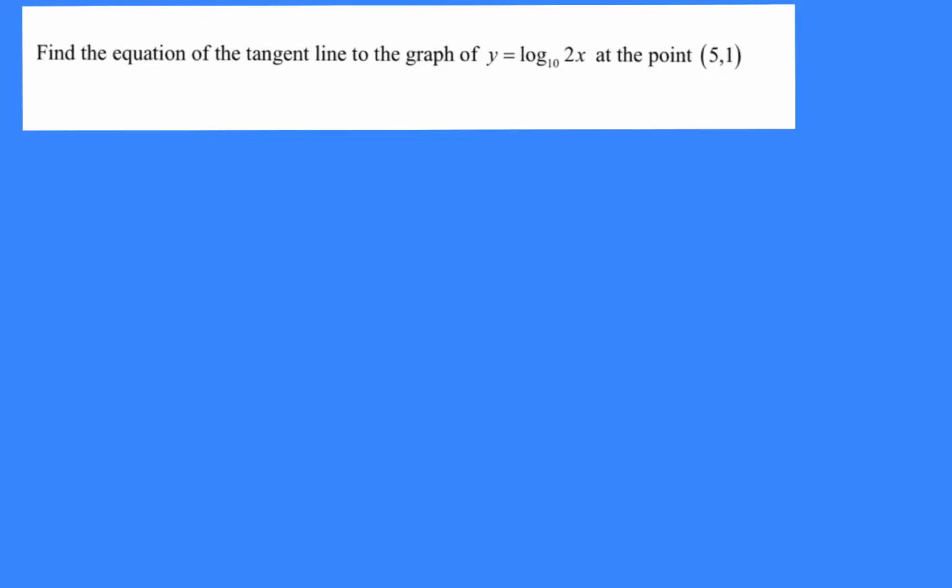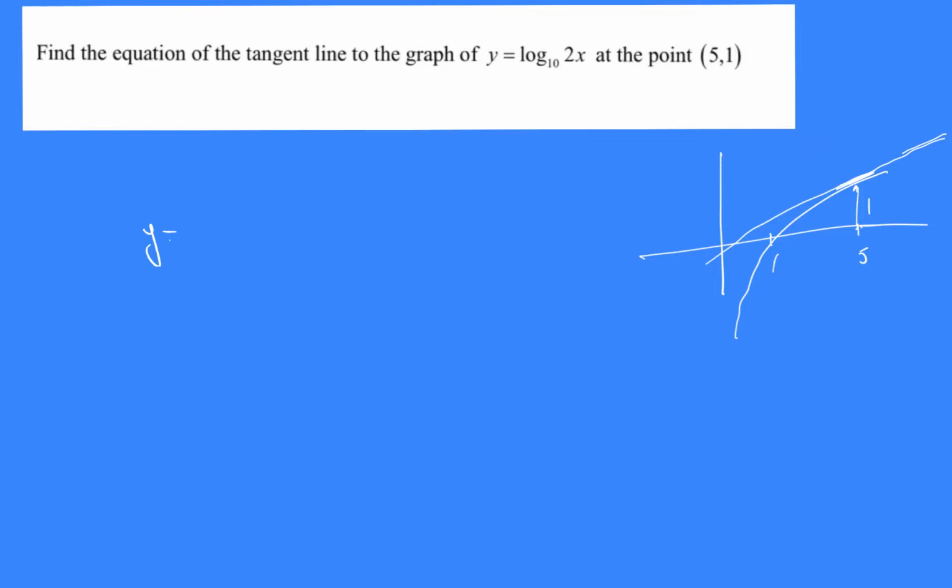Okay, let's do this problem. It says find the equation of the tangent line to the graph y equals log base 10 of 2x at the point 5, 1. So find this line. You have the graph of the log of 2x, which is very similar to the log of x, and you have to go to the point x equal 5. You need to find the slope at x equal 5, and later on you need to find the equation of the rectilinear line that passes through the point 5, 1. Okay, let's do it.